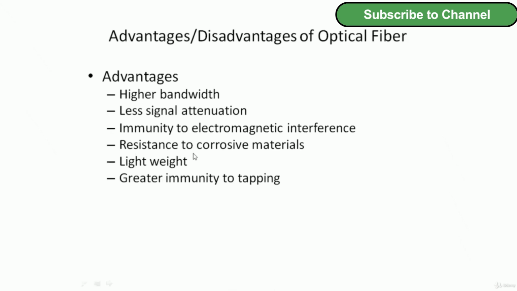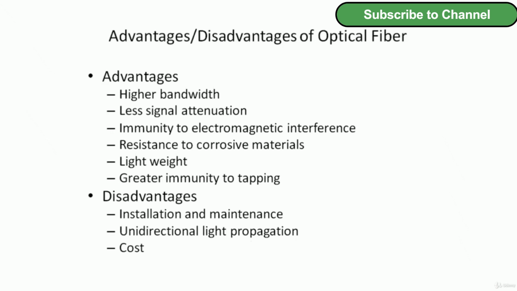Then resistance to corrosive material. It is having some resistance for the corrosive material, means it is corrosive proof. Then lightweight, definitely it is very lightweight. Then greater immunity to the tapping. For the tapping, it is having the greater immunity.